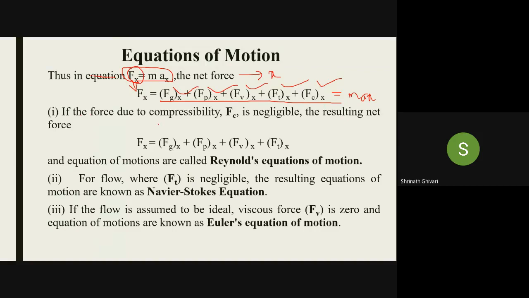Now in this, if we first neglect Fc, it will be the Reynolds equation. If we neglect Ft and Fc both, then it will be the Navier-Stokes equation. If we consider this fluid to be ideal, where the viscous forces are zero, then we are left with Fx equal to Fg and Fp. That is Euler's equation of motion, which considers only the gravity and pressure forces. Understood? Any doubts?